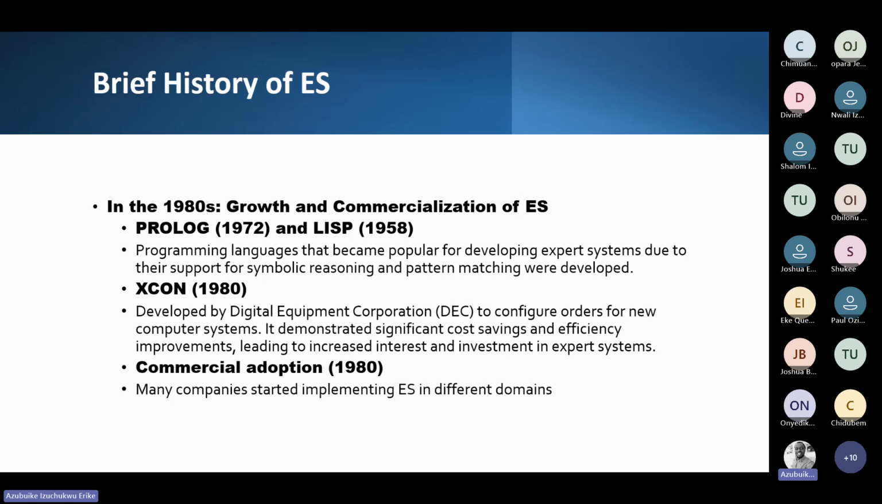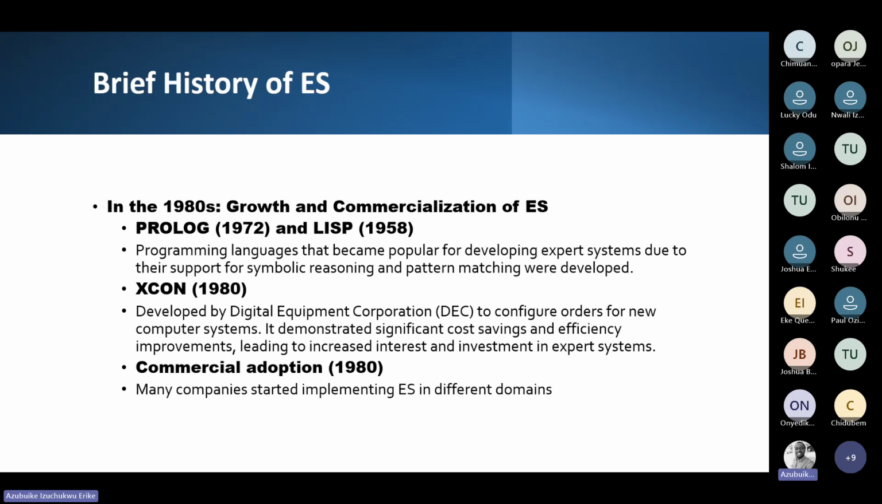Okay, furthermore, in the 80s, we have the growth and commercialization, when expert system began to be commercialized. So when people began to sell expert system, at that point, we have the Prolog and the LISP. Prolog was developed in 1972 as a language, and LISP is also a language which became very popular. Those are languages that became very popular for the development of expert system. And this was basically because of their support for symbolic reasoning and pattern matching.